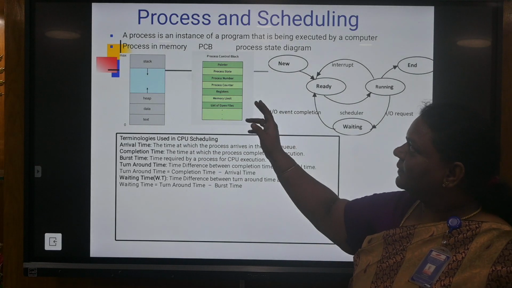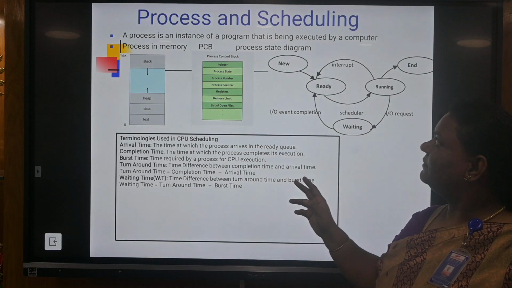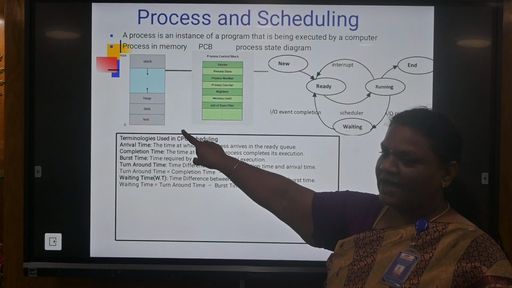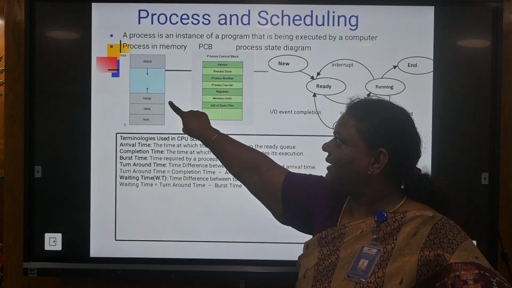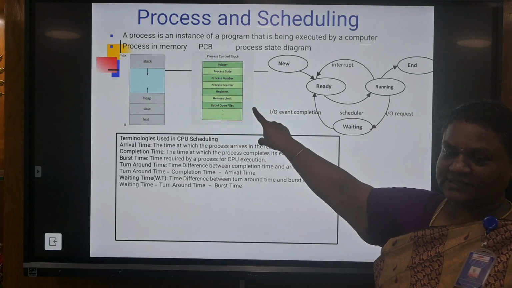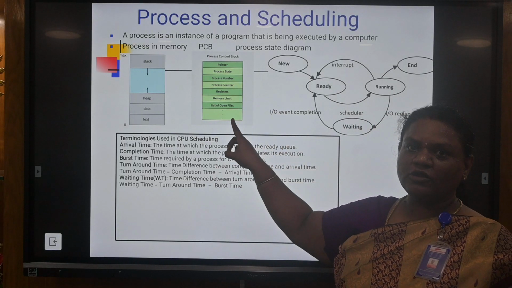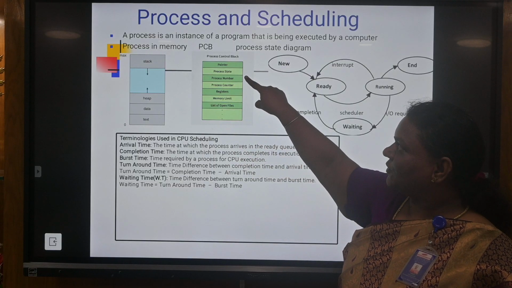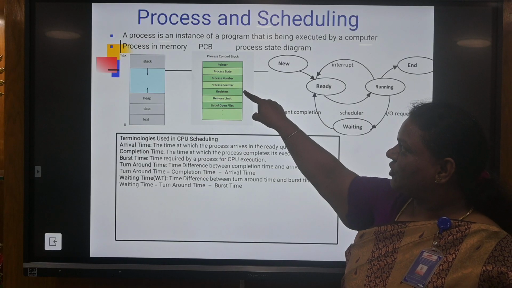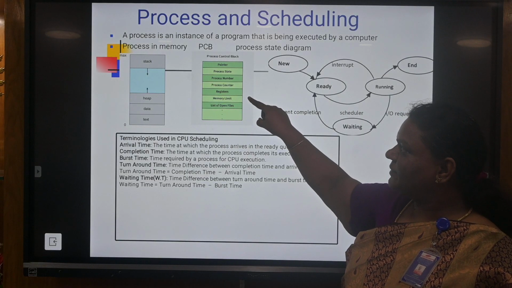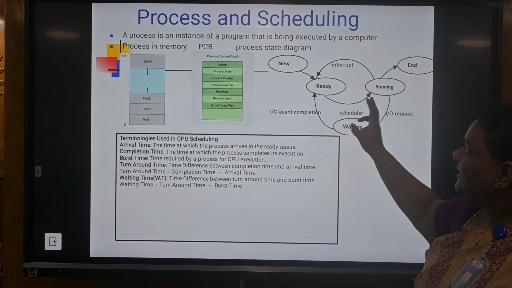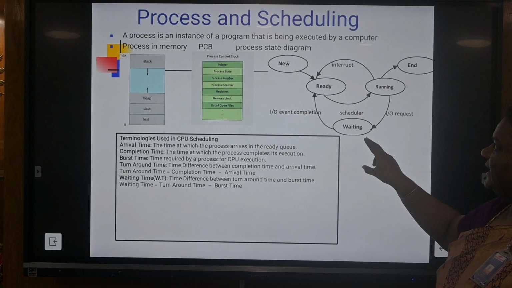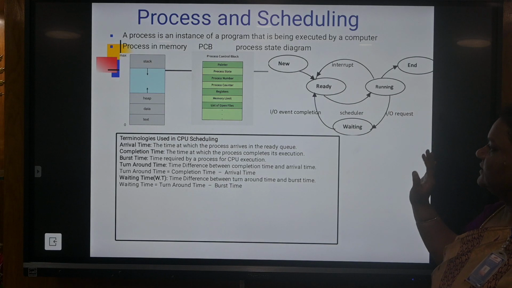Process and scheduling. A process is an instance of a program that is being executed by a computer. A process in memory will have details like text, data, heap, and stack. This is a process control block. A process control block will have every detail regarding the process: a pointer, process state, process number, program counter, registers, memory limit, and list of open files. There are states of the process: new state, ready state, waiting state, running state, and terminated.